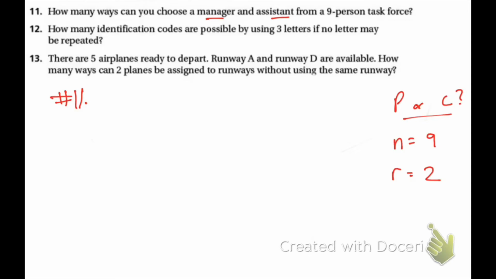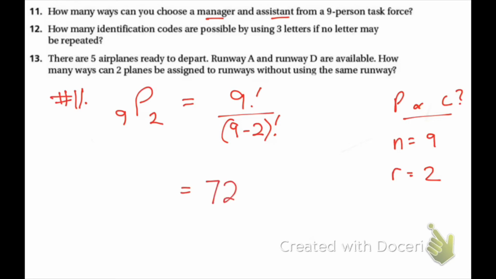Now, you're not just taking 2 people randomly to fill 2 random positions, so you're not taking a group of people. Once you fill the manager position, they're off the list, and then you can fill the assistant. So this would be a permutation, so the order matters here. So you'd have 9P2, which gives you 9 factorial over 9 minus 2 factorial, which then gives you 72. So you do this 72 different ways.